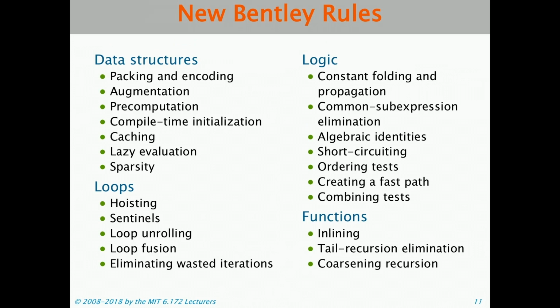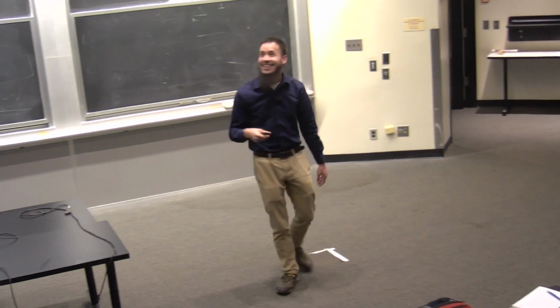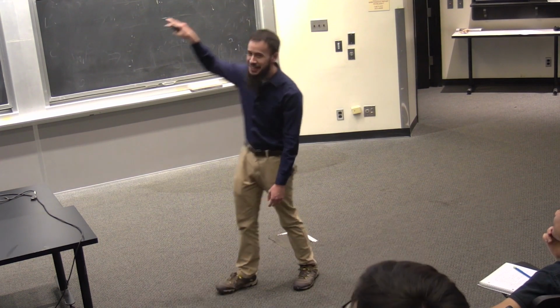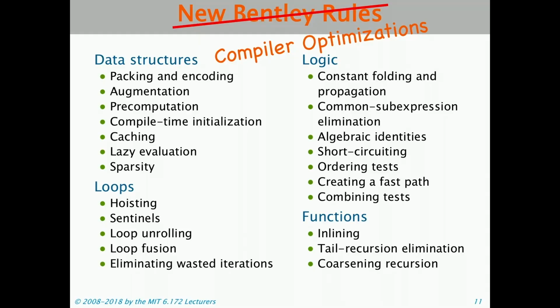That's OK. We can fix this. We'll just go ahead and edit this slide right now. We need to change the title. So we'll just cross that out and put in our new title. OK, so yeah, great. And now, well, we should double check these lists and make sure that they're accurate. Data structures, we'll come back to data structures. Loops, hoisting, yeah, the compiler can do hoisting. Sentinels, not really. Compiler's not good at sentinels. Loop unrolling, yeah, it absolutely does loop unrolling. Loop fusion, yeah, it can, but there are some restrictions that apply. You know, your mileage might vary. Eliminating wasted iterations, some restrictions might apply.